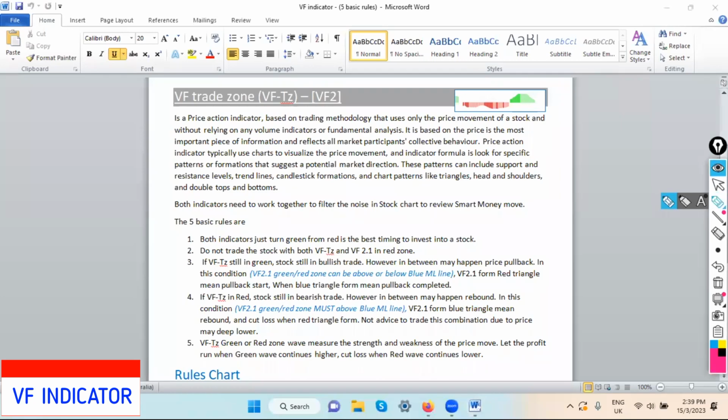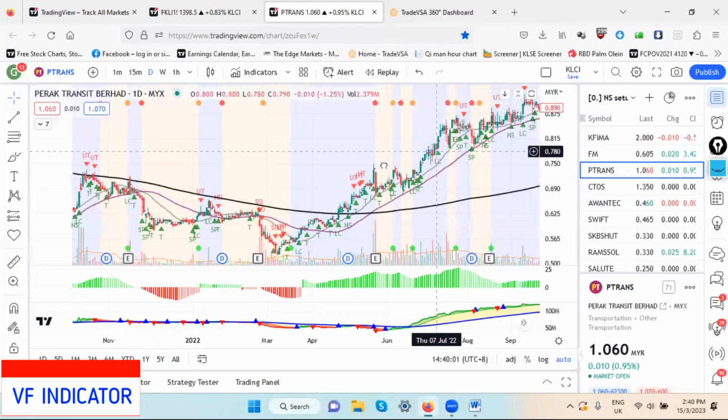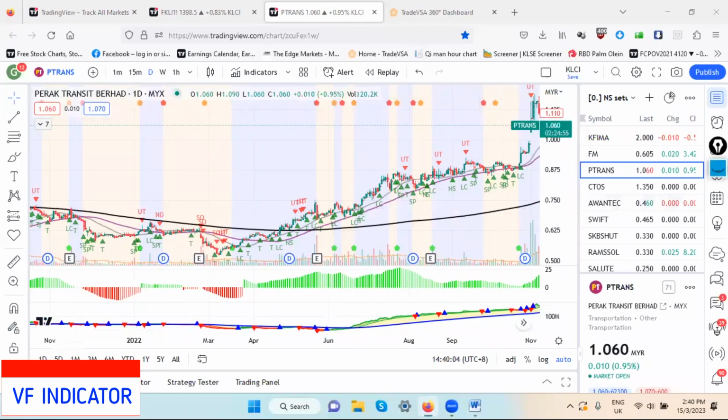Another one, the third one: if the VF trade zone is still in green, the stock is still in a bullish trade. That means, as I just showed you, as long as the VF trade zone is still in green color, you can continue to let it run. But you need to make sure the blue ML line is still okay. However, I prefer above the momentum line, which is better, because the momentum in the background is getting improved.